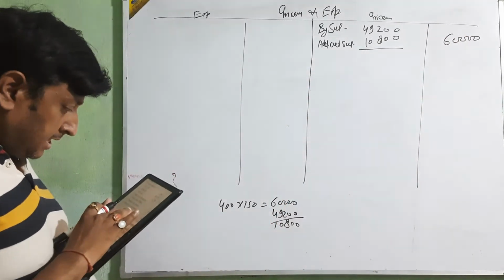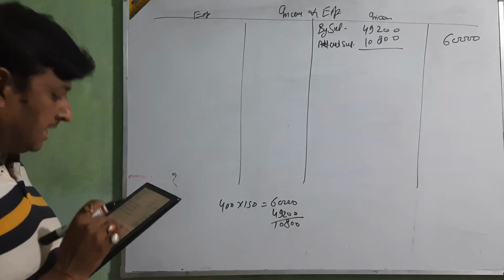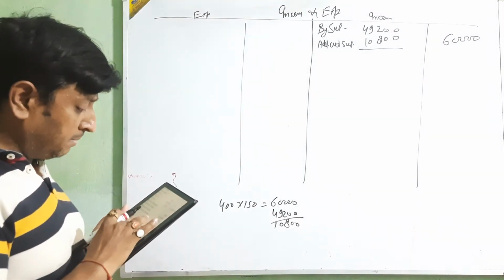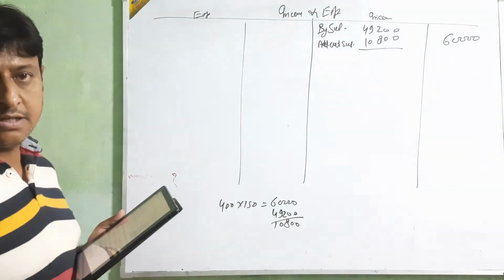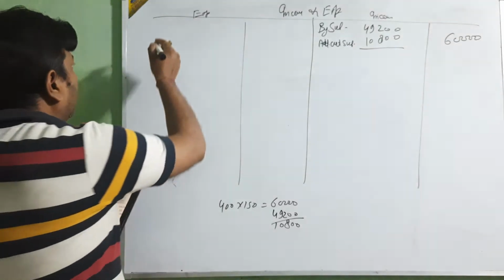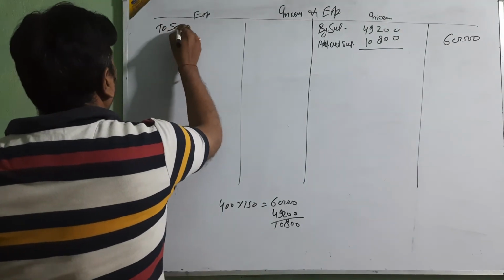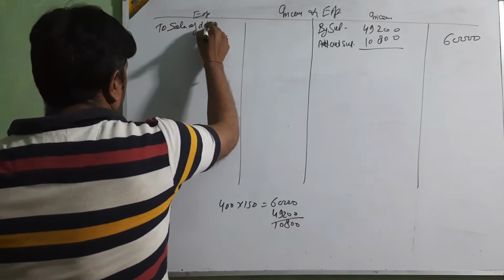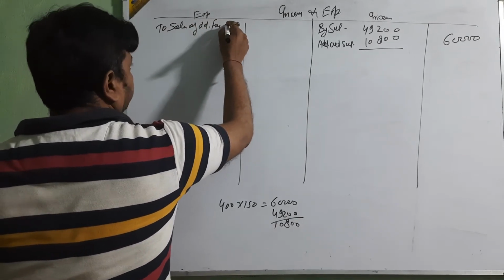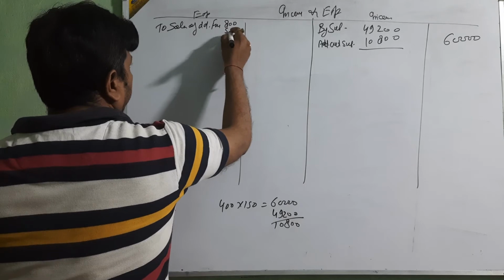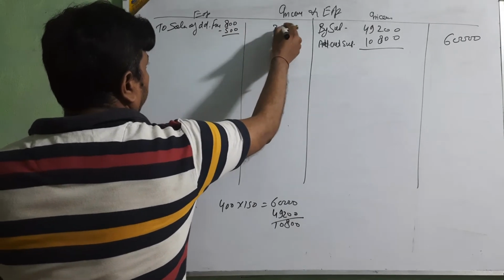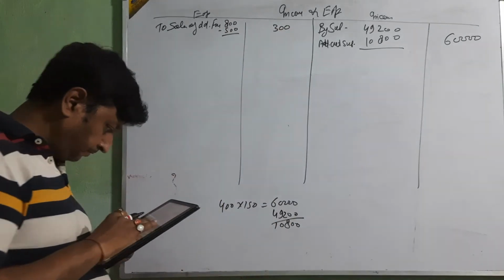Clear? Then sale of old furniture. The value is 8,000, but we are selling at 500. This side, sale of old furniture: 800 less 500, 300 loss.